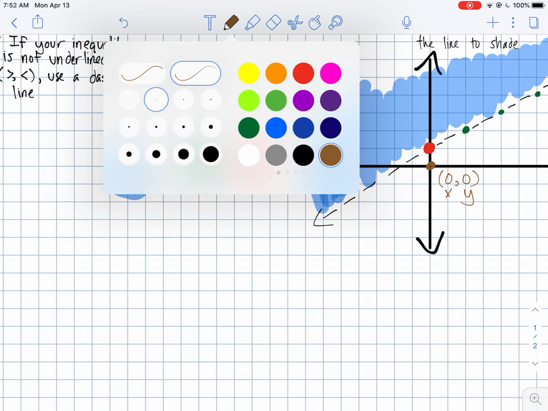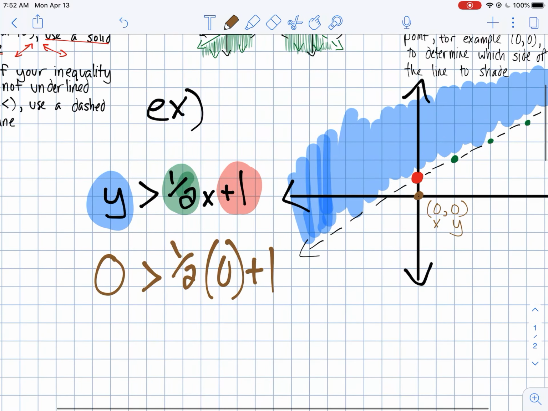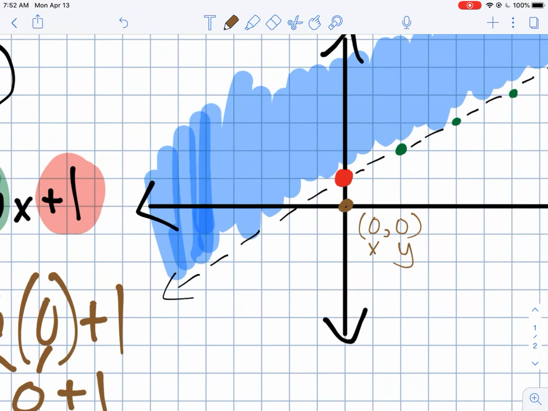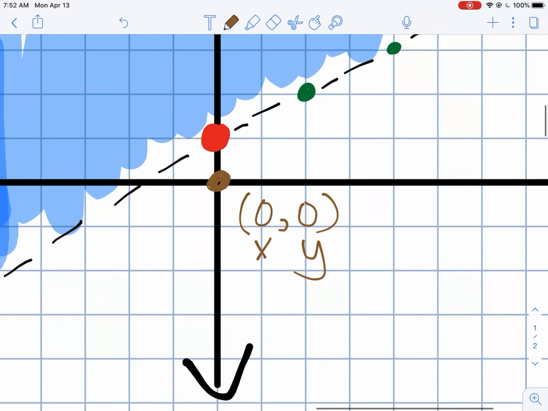So I'm going to use 0 for y. I'm going to use a little bit darker here too. And I'm going to use 0 for x and see if it works. All right, so I used the values in my ordered pair and I plugged it in. Let's see what happens. 1/2 times 0 gives me 0. 0 plus 1 gives me 1. And when I solve this out, it's telling me 0 is greater than 1. Does that work here? No, it doesn't. 0 is not greater than 1.